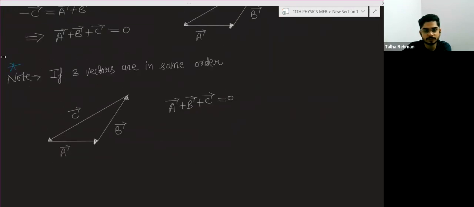See this note. If three vectors are in the same order, like A vector, B vector, and C vector, then A plus B plus C is equal to 0. A plus B plus C is equal to 0. This thing I will use here.